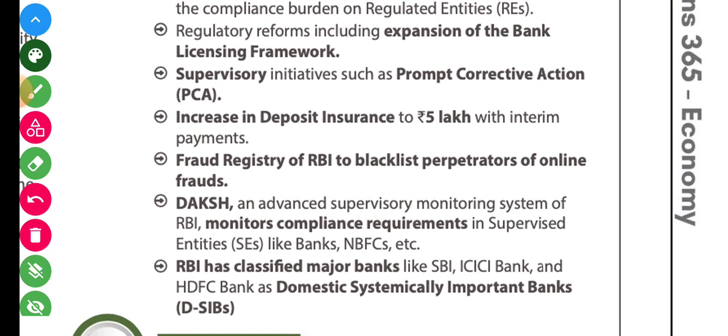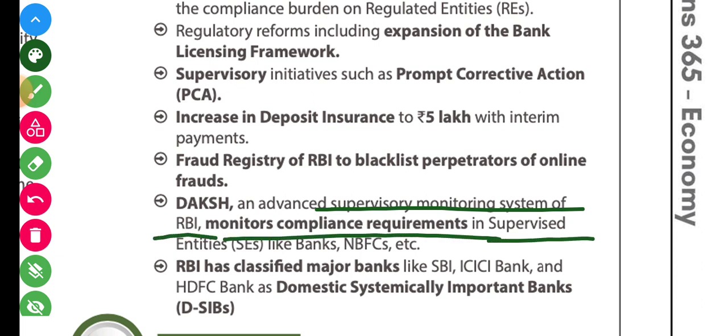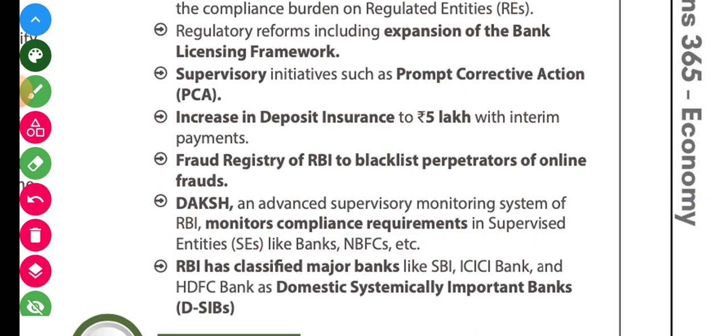Next is the increase in deposit insurance to 5 lakh, with interim payment for the depositors. Fraud registry of RBI to blacklist perpetrators of online frauds. Daksh scheme, the advanced supervisory monitoring system of RBI, which monitors compliance requirements in supervised entities like banks, non-bank financial companies, etc.